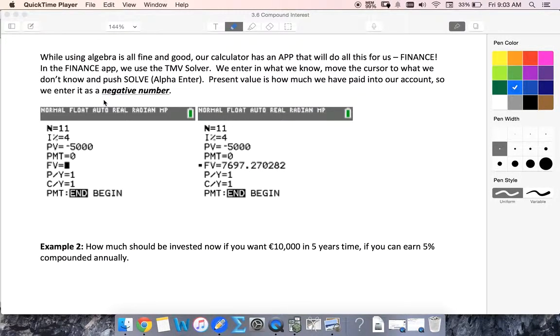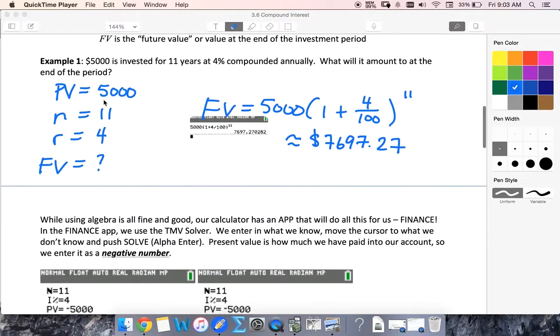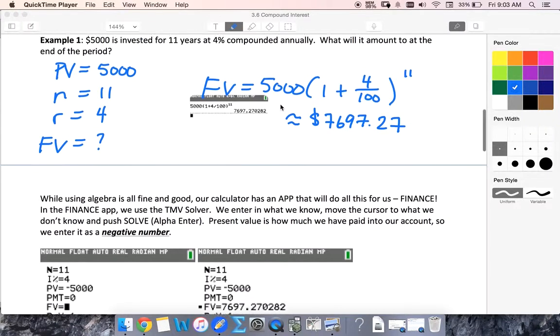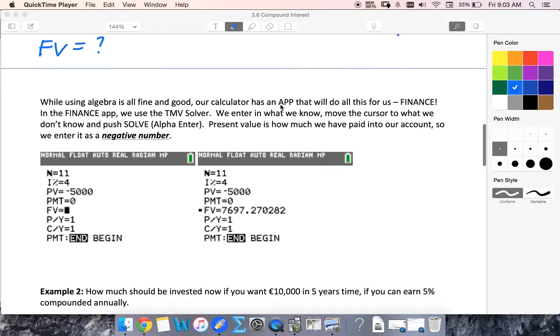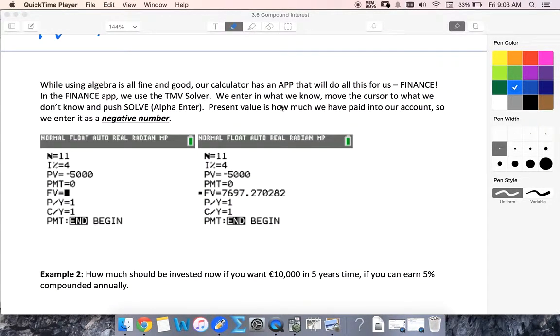All right, so in our last video, we didn't even use algebra, we just plugged into the formula and evaluated. But in many other examples, we're not going to know either the interest rate or the present value. And then we could use algebra to solve, but our calculator has this app that you're allowed to use. So we should totally use it.